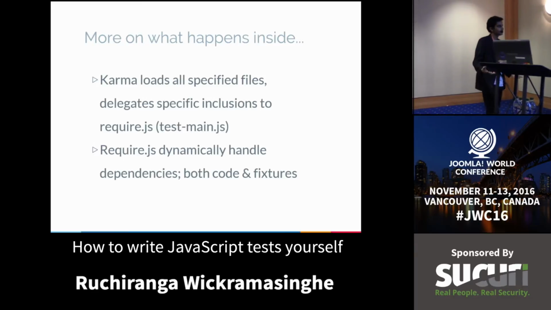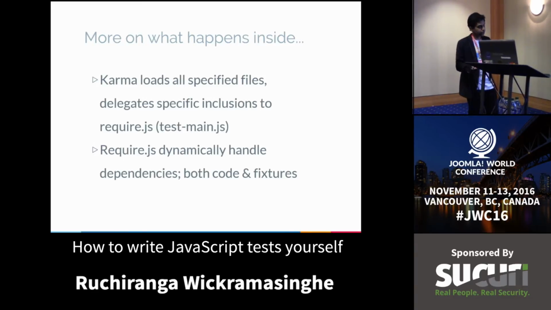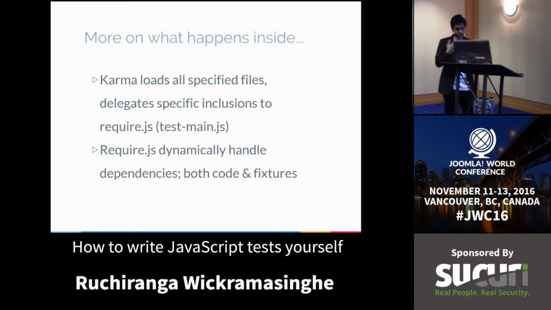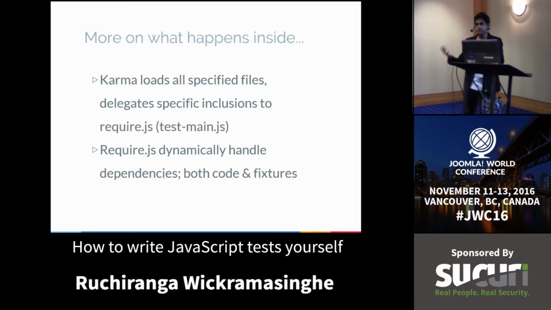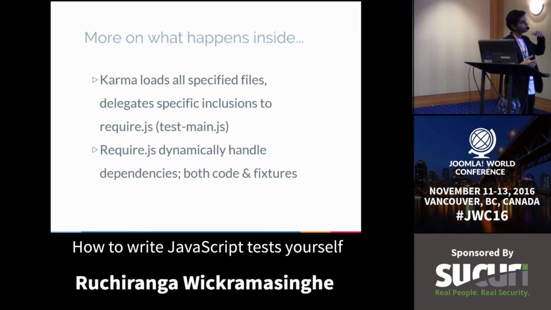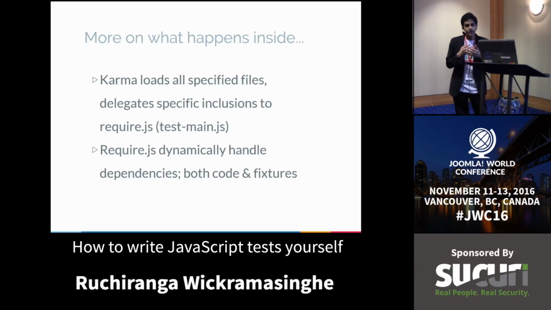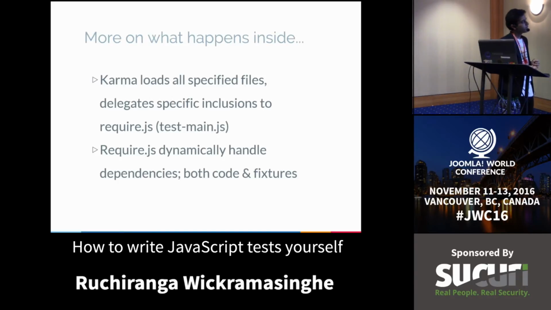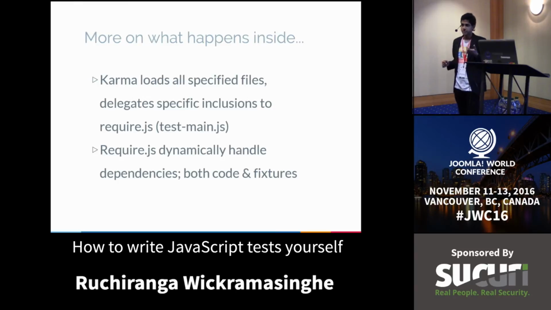And so when you execute the command to run the tests, the Karma server starts, and it loads all the specified files to the Karma server, and delegates the specific inclusions. I mean, like I said, we use require.js, so it dynamically includes the needed libraries to run the test cases then and there. And yeah, that's it. So require.js does not really natively support loading text files, so we use the require.js text plugin, just for consistency, to enable us to load the fixtures as well.